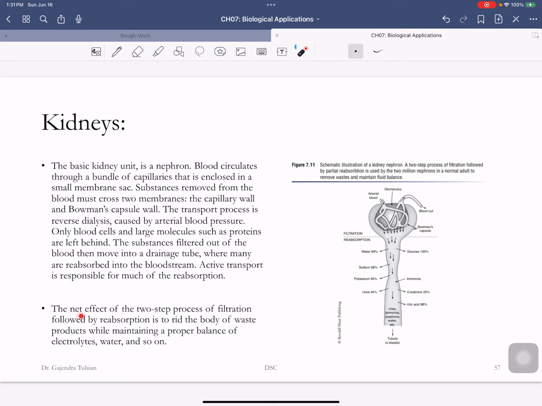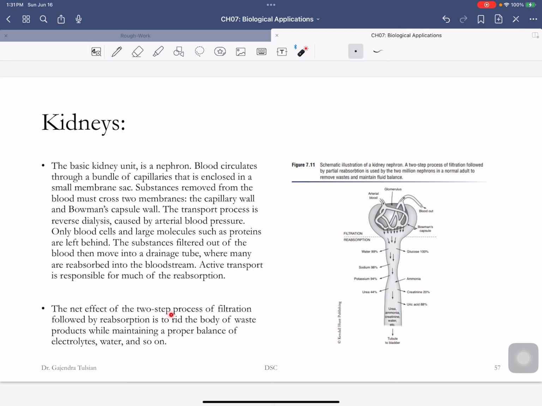The substances filtered out of the blood then move into a drainage tube where many are reabsorbed into the bloodstream. Active transport is responsible for much of the reabsorption. So you have to spend energy to reabsorb all the good stuff. But the energy you're spending is less than what you're getting from reabsorbing it, so your body does that.